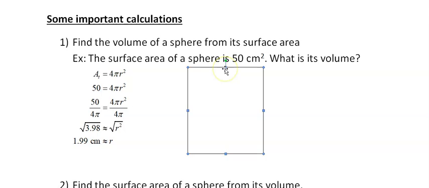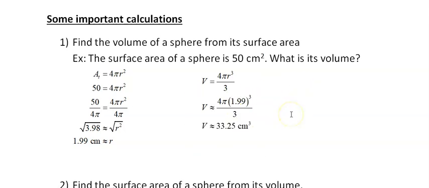Now that I know the radius, I can plug into the volume formula, which for a sphere is 4 pi r cubed over 3. And again, if you want to pause the video and give it a try, see if you get the right answer. I'm going to skip to the answer now. My answer was approximately 33.25 centimeters cubed. So that's one type of calculation you could have to do.